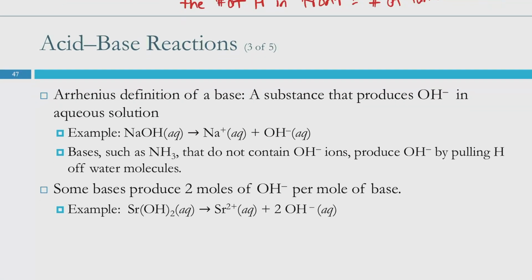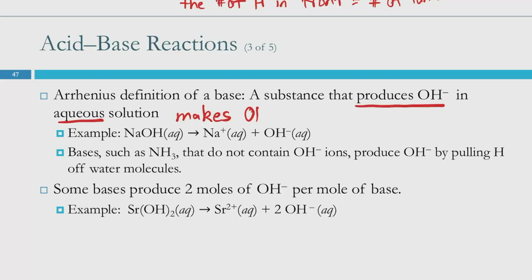Our Arrhenius definition for a base is a substance that produces hydroxide, OH-, in aqueous solution. So an Arrhenius base makes hydroxide when you add it to water or when it is in water. For example, sodium hydroxide. Sodium is always soluble in water, and so you add sodium hydroxide to water, the sodium and the hydroxide get separated. And so sodium hydroxide is an Arrhenius base.